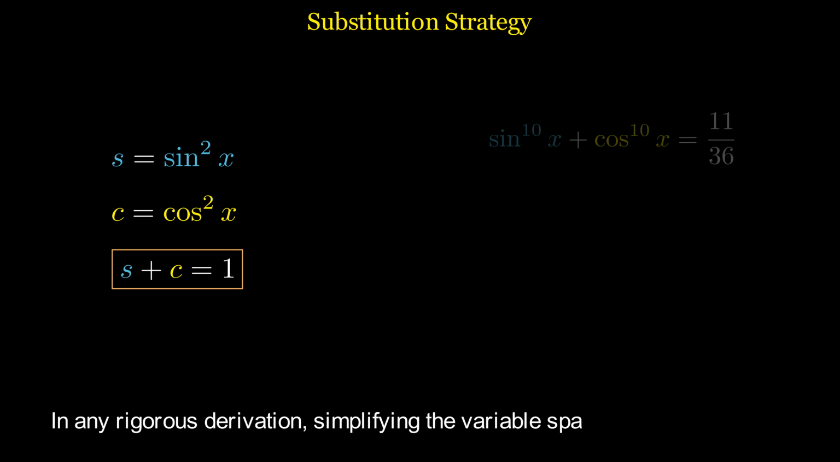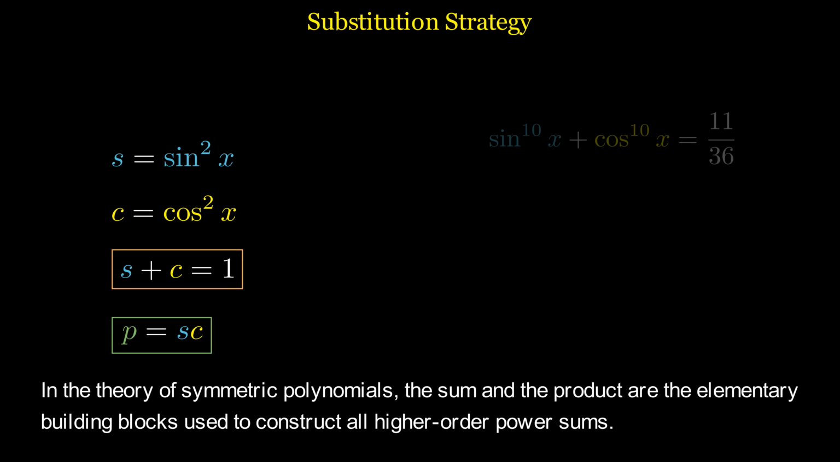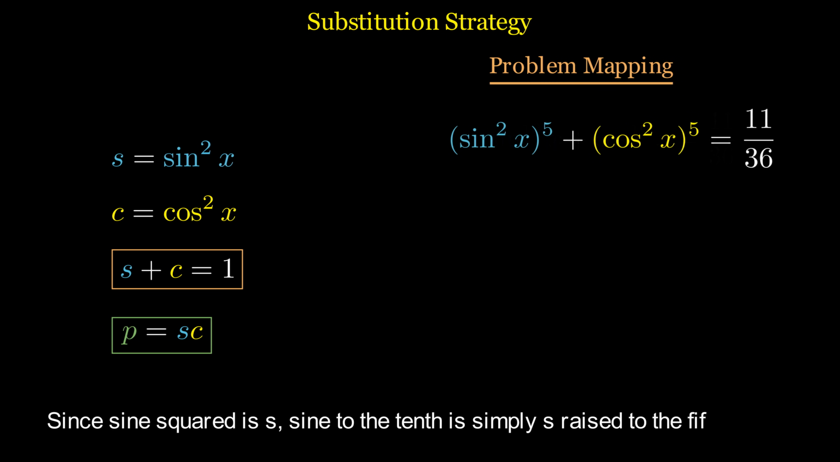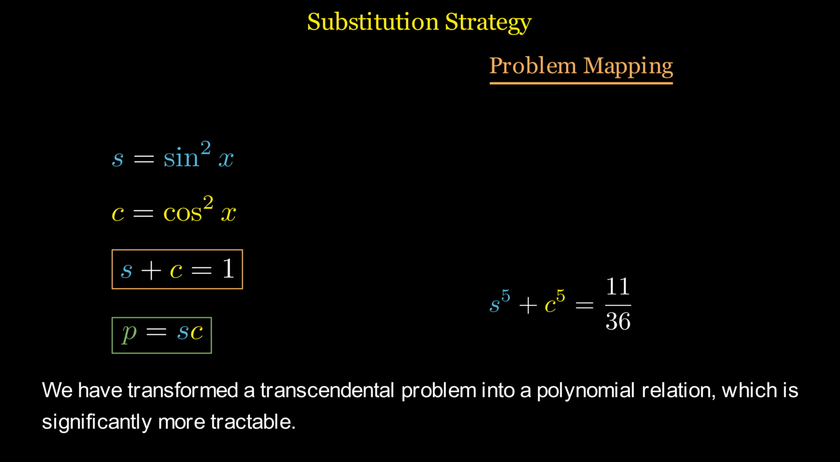In any rigorous derivation, simplifying the variable space is the first priority. Next, we define the product as P. In the theory of symmetric polynomials, the sum and the product are the elementary building blocks used to construct all higher-order power sums. Observe the mapping. Since sine squared is S, sine to the 10th is simply S raised to the 5th power. We have transformed a transcendental problem into a polynomial relation, which is significantly more tractable.